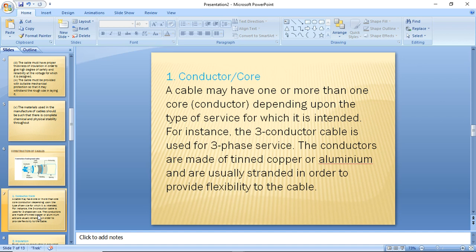A cable must have one or more than one conductor, depending upon the type of service for which it is intended. For instance, a 3-conductor cable is used for 3-phase service. The conductors are made of tinned copper or aluminium and are usually stranded in order to provide flexibility to the cable.